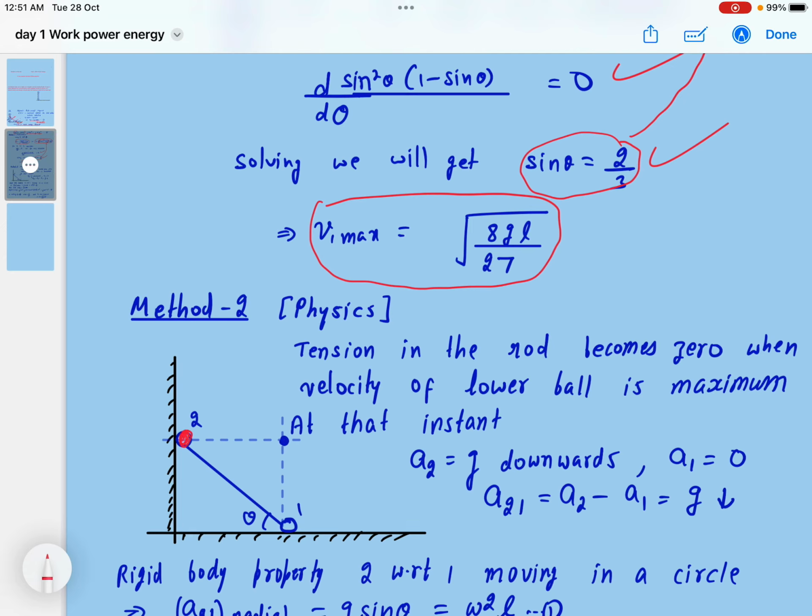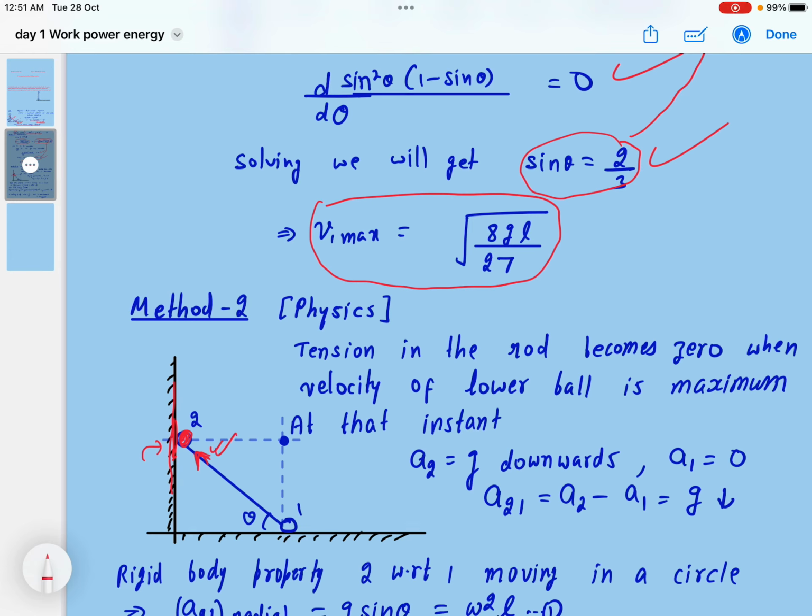it is maintaining contact with the surface, because there is tension in the rod, right? So when the normal reaction on it is 0, it means at the same time tension also will become 0, right? This tension is developing in it just because there is a normal reaction. So when tension is 0, then at the same time normal reaction is also 0.